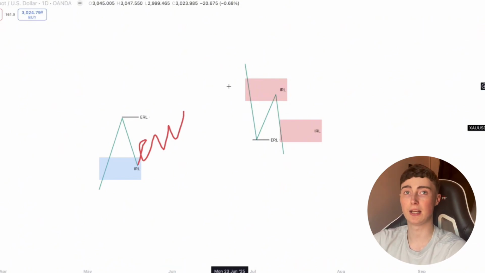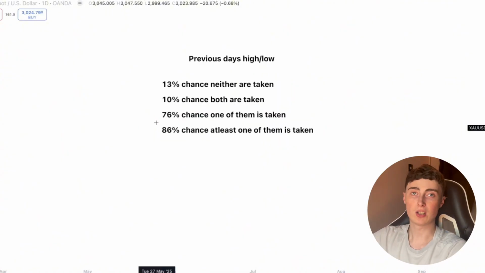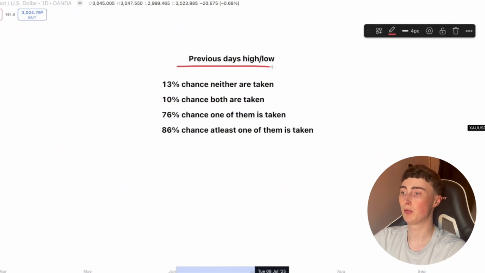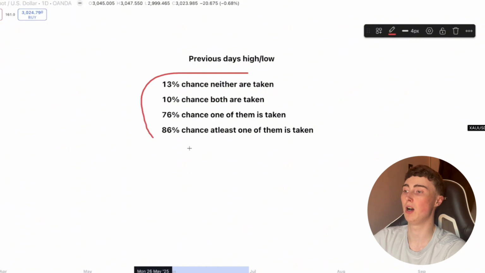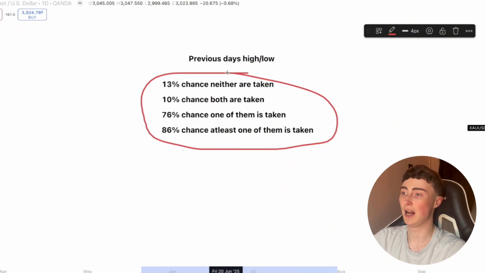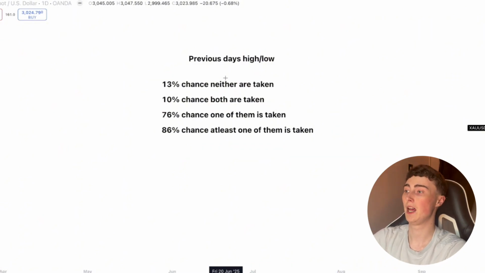And now we can actually get into the high win rate target that I'm talking about. So for this high win rate target, we're going to be using previous day's high and previous day's low. So going over years' worth of data, I've worked out the stats here, and I urge you to actually go through the charts and see if this is consistent with your own research. So here are the stats.